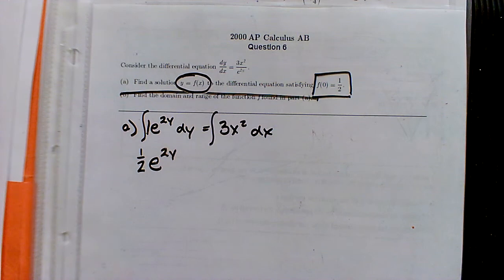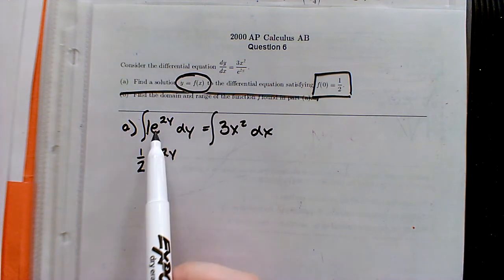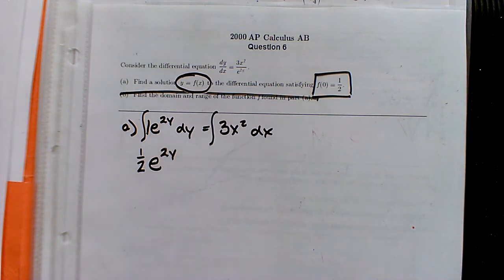It's either a reverse power rule, like x to a power. It's either the natural log. It's either e to the x or e to the y. This is not just e to the y, it's e to the 2y. Can we think about a technique that we could use to help us work backwards?